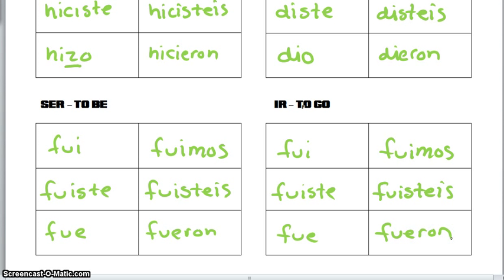Now my question to you is, how do you tell the difference between ser and ir? If you've been paying attention in class this entire semester and if you paid attention in level 1, you would know how to tell the difference between ser and ir. Think about the context. Think about how you would say, I went to the bathroom versus I was smart. I will ask you this in class and I hope to hear the correct answer.